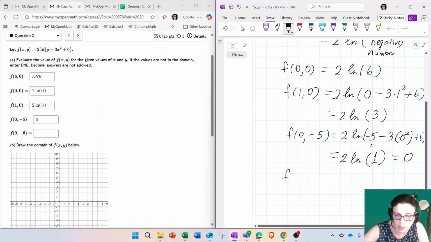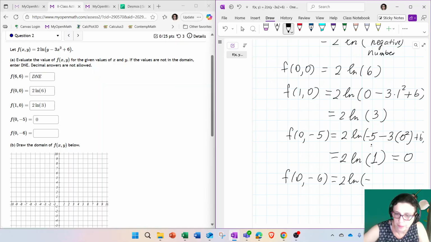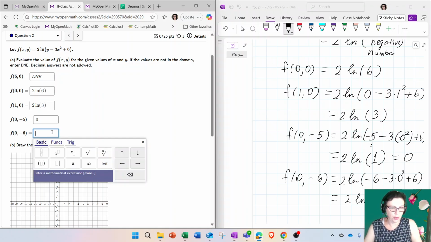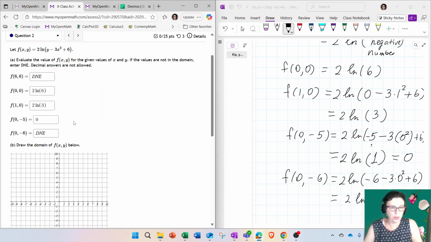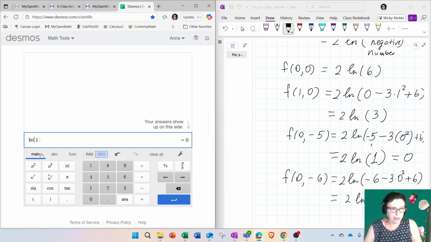Well, how about 0, negative 6? So now I am plugging in again. I'm plugging in negative 6 for y and 0 for x. Okay, so that actually gives me natural log of 0. Natural log of 0 is undefined. So unlike the square root of 0, which is defined and is 0, natural log is not. So if I were to try to find natural log of 0, that's undefined. So compare that with the square root of 0. So what is the main difference here?